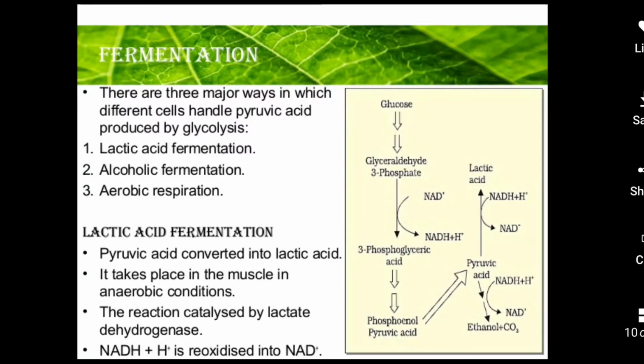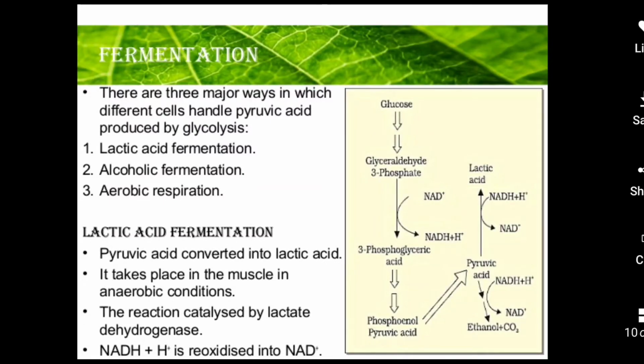Alcoholic fermentation occurs in yeast. The incomplete oxidation of glucose is happening under anaerobic conditions, where the pyruvic acid is converted to carbon dioxide and ethanol. The enzymes pyruvic acid decarboxylase and alcohol dehydrogenase catalyze these reactions.